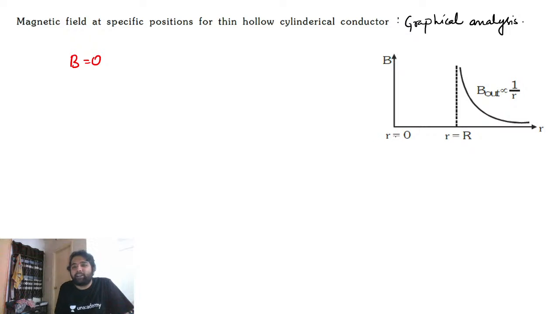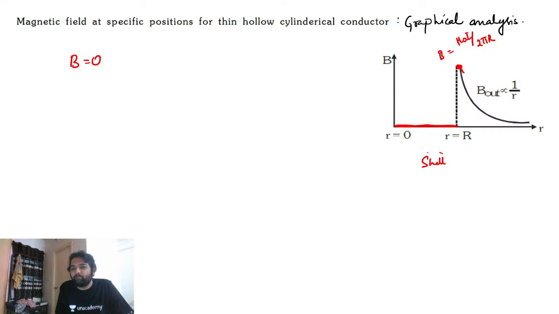The graphical analysis of this particular case: B is equal to 0 inside, so inside there is no magnetic field, but exactly on the surface it will be B equal to mu naught I by 2 pi r, and from there it will start reducing, just like a single charge, and it will work like this.